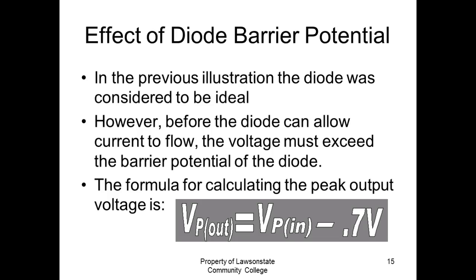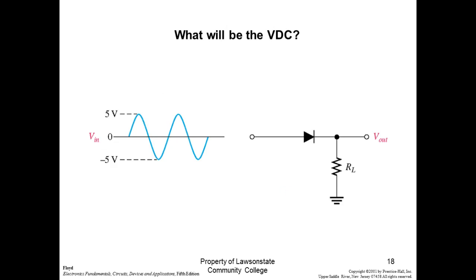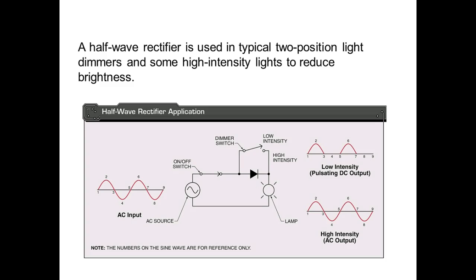So we've already done this. And this is a rule of thumb. When working with diode circuits, it is practical to overlook the effects of the barrier potential only when the peak value of the applied voltage is at least 100 times larger than the combined barrier potentials. So that means we've got 7 volts, so 0.7, so 70 volts would be needed here. But in a minute, we're going to start putting multiple diodes in series with each other. This is out of the book, by the way. I forgot which figure it is.